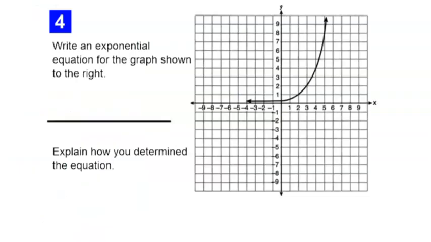In order to write an exponential equation, you need some perfect corner points. So it looks like I have the points (2, 1), (4, 4), and I think that one is (5, 8).